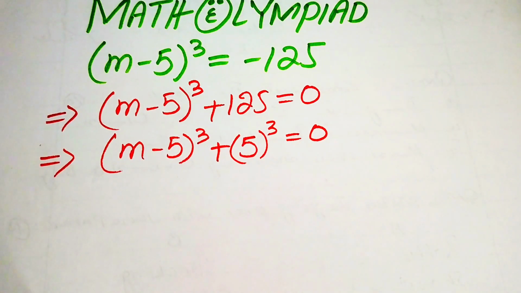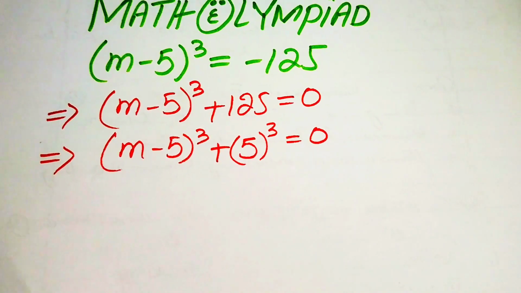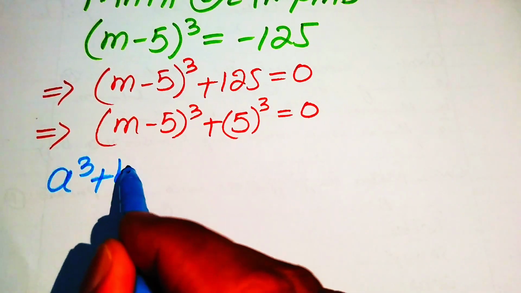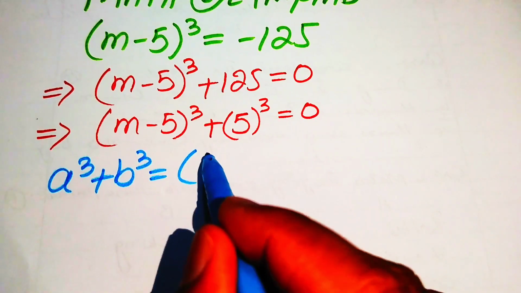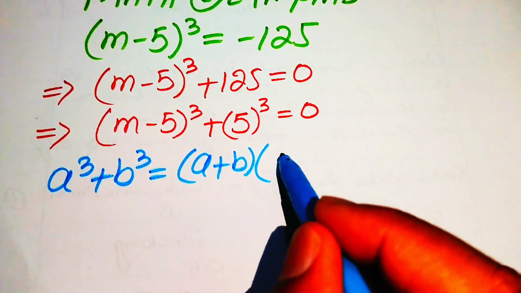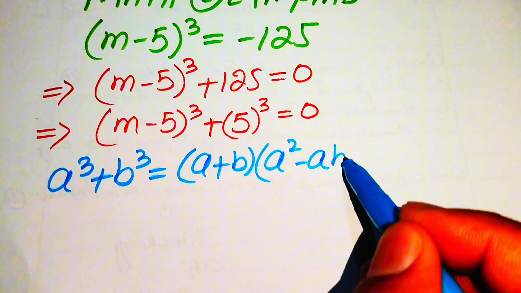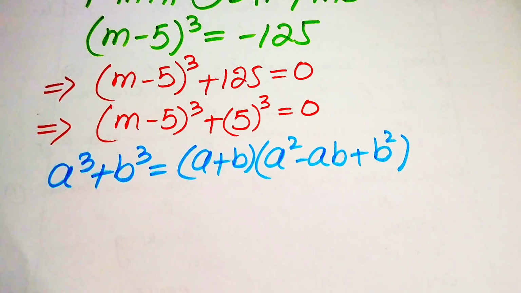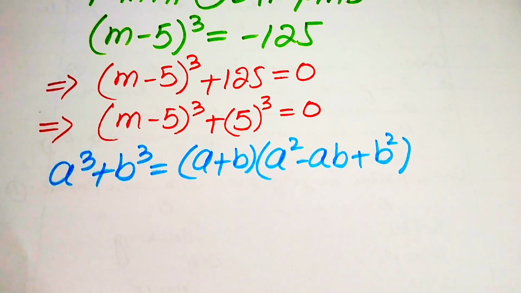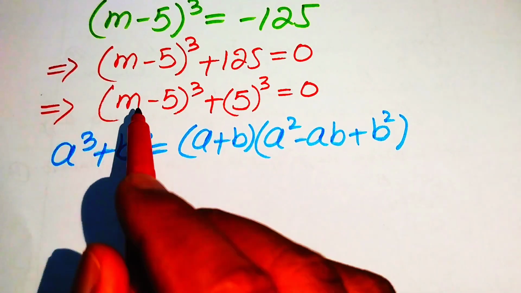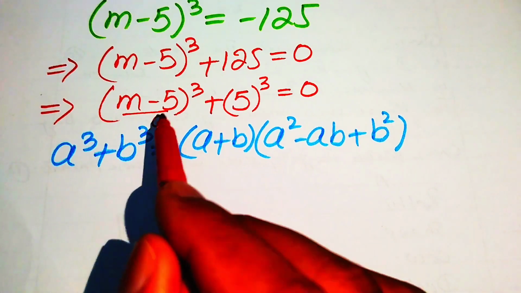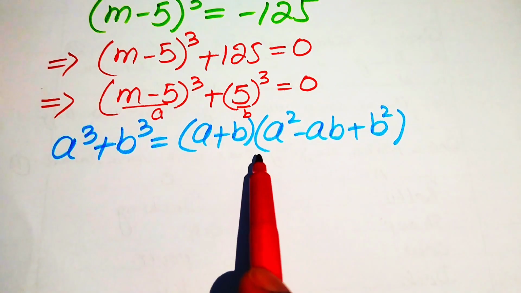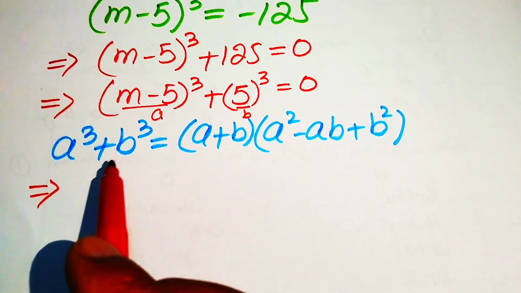So now here we use the nice cubic formula, and you know about this formula. If we have a^3 + b^3, it is equal to (a + b) times (a^2 - ab + b^2). So now we use this nice formula on the above term. Here we have m - 5 as the value of a and 5 as the value of b. So we just substitute these two values in this formula and we write it as a + b.